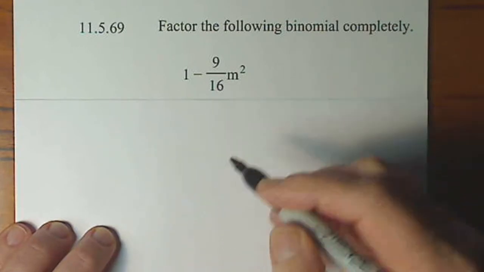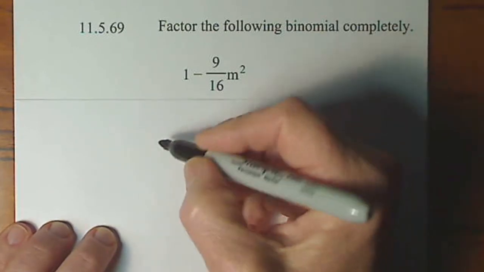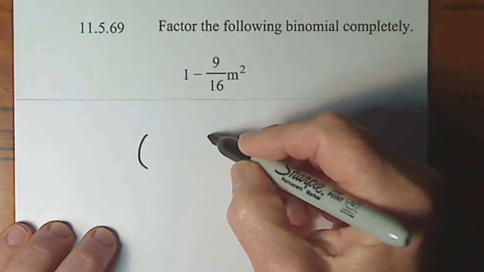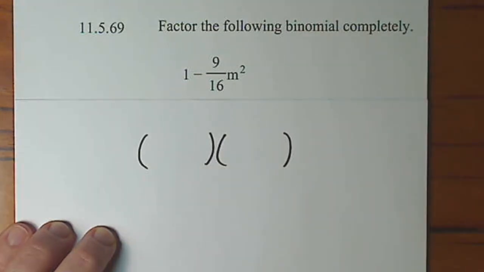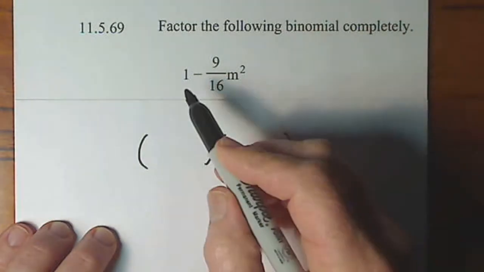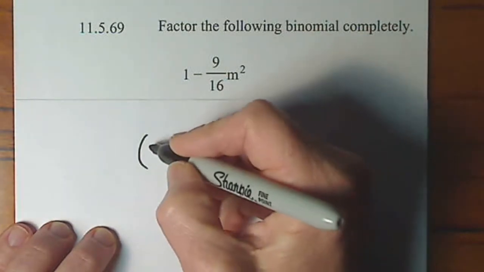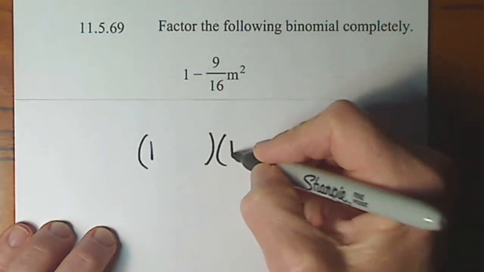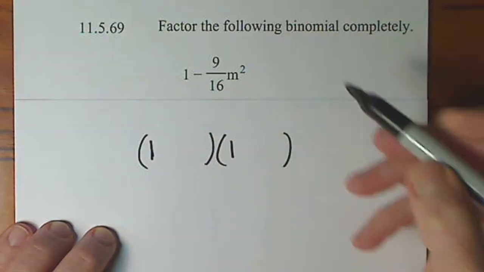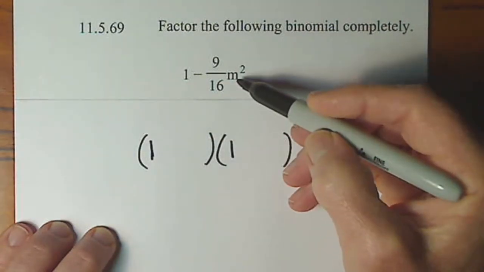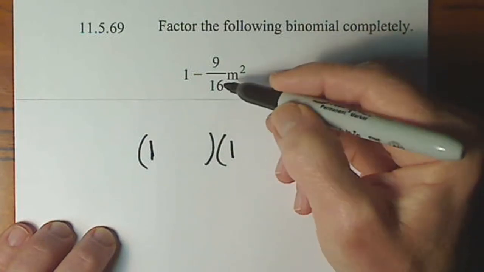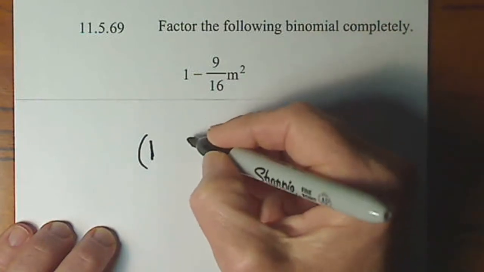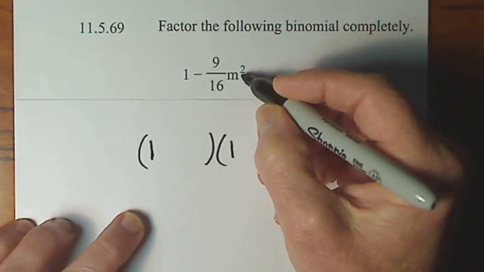To factor a difference of squares, or of perfect squares to be more precise, you simply give yourself 2 sets of parentheses. You take the square root of the first term. It goes in the first position. Alright. You take the square root of the second term. That goes in the second position. The square root of 9/16 is 3/4. Square root of m squared is m.